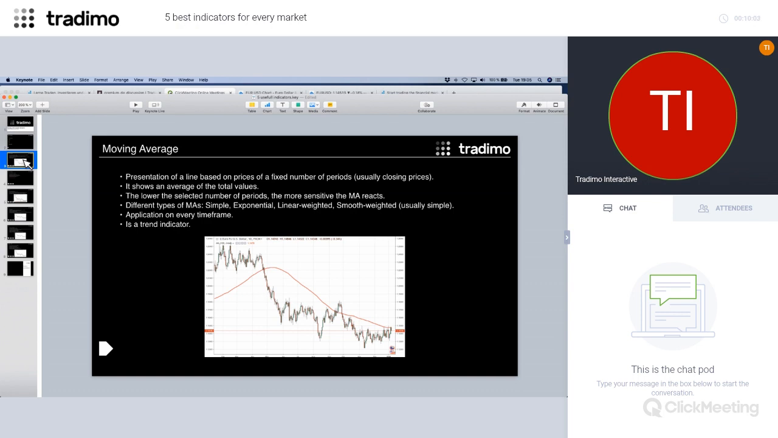The first indicator we are talking about tonight is the moving average. The moving average is, I would say, the most popular and well-known indicator in the world of indicators regarding technical analysis and trading. The moving average presents a line based on prices of a fixed number of periods, usually the closing prices. Let me give you a little example. The closing prices in a stock or index or maybe a commodity, it doesn't matter. Let's say in a stock the closing prices are $10, $10, $10, $10, and $10, so you have a period of five periods. And the big question is, what is the average of 5 times 10?